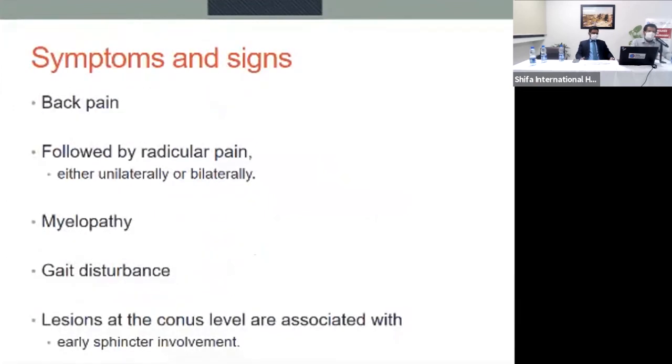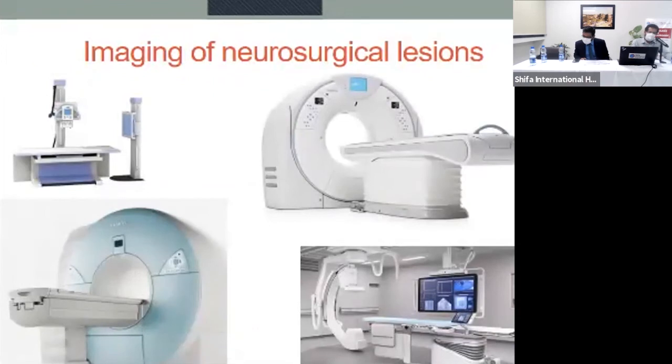Symptoms and signs presenting with the spinal tumors are back pain, which may be followed by radicular pain, either unilaterally or bilaterally. Myelopathy at a later stage develops. Gait disturbances might or might not be present, and lesions at the conus level are usually associated with early sphincter involvements.